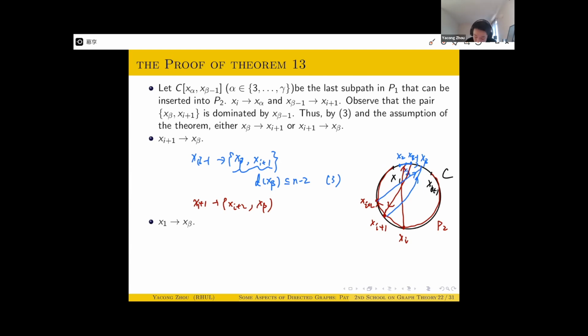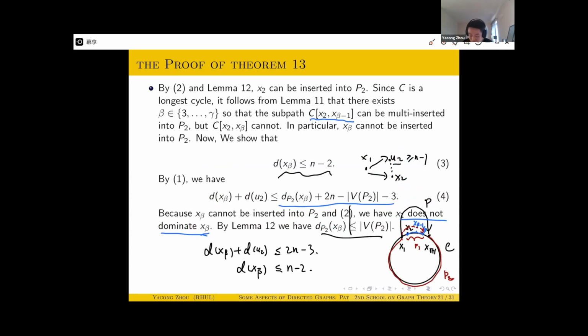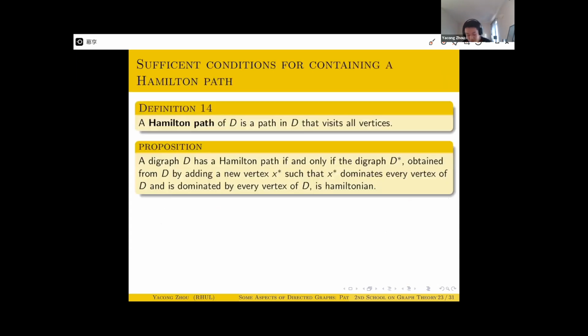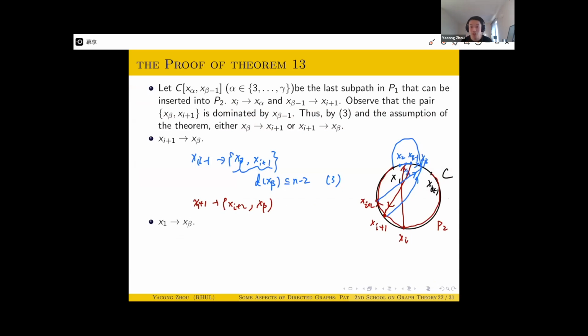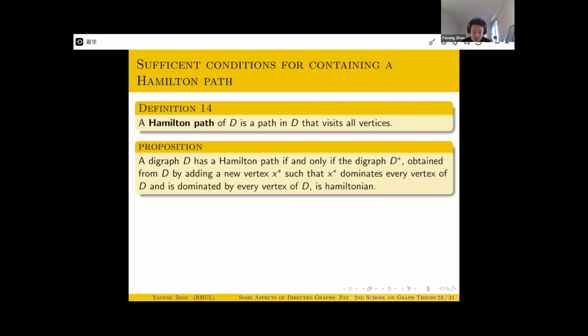So finally, iteratively using this argument, we will get that x1 dominates x beta, which is impossible because we have shown that x1 does not dominate x beta. So we arrive at a contradiction here, and the proof is complete.